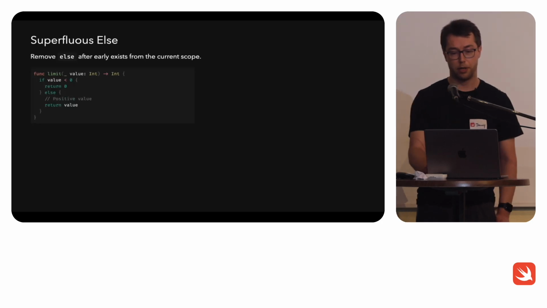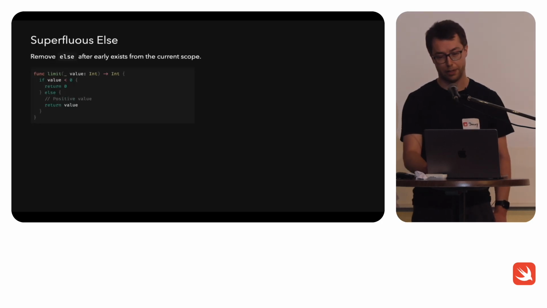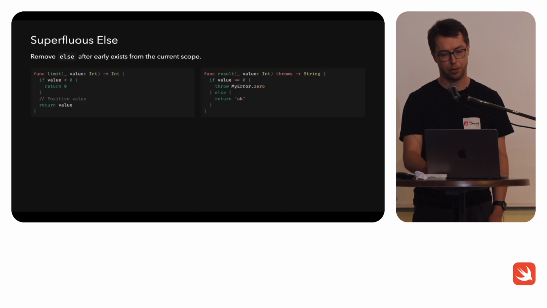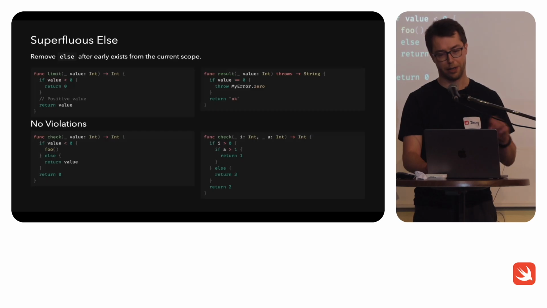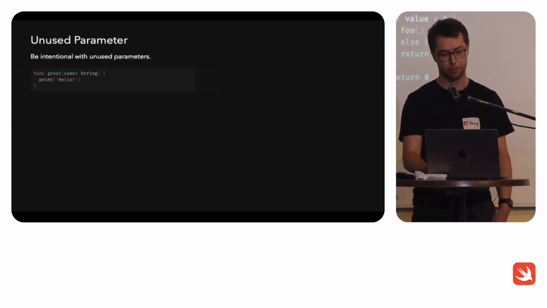Next up is superfluous else, which says that if the previous scope of an else block already exits the current function scope, then you don't need the else block to write explicitly there, so we can remove it. Same here, we throw an exception, so we would exit, no need for an else block. And we don't trigger if there is no exit in the previous block, or there's not enough exits here, only one branch would exit, not the other one, so we cannot trigger here.